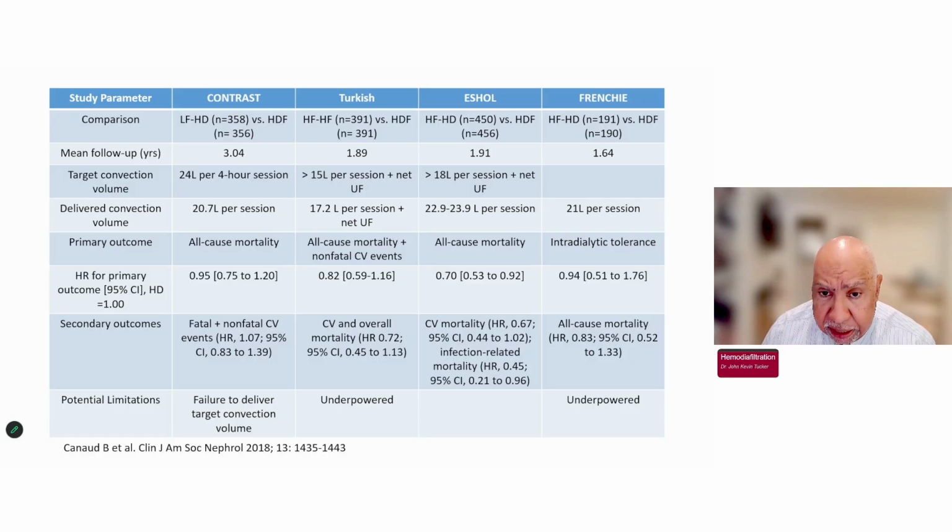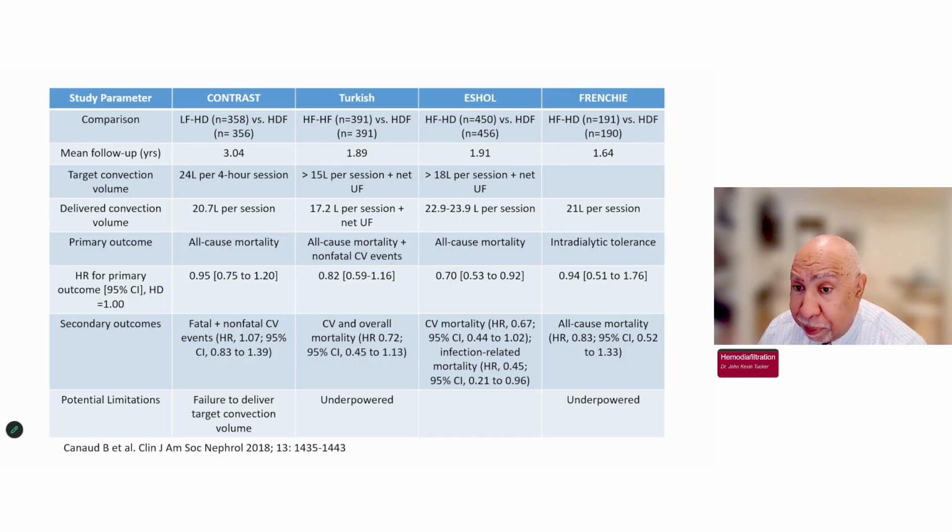In the Turkish study, this was high flux hemodialysis versus hemodiafiltration. Mean follow-up was 1.89 years. Target convection volume was greater than 15 liters per session, plus net ultrafiltrate. And you can see that the delivered convection volume was 17. Primary outcome was all-cause mortality plus non-fatal cardiovascular events, with a hazard for the primary outcome of 0.82, but you can see the confidence intervals crossing 1.